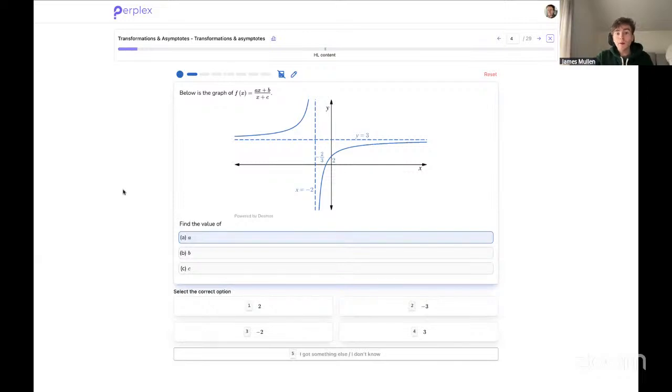Another exercise. This time I'm giving you the graph and all the information about it, and I want you to find the value of a, b, and c in the function.